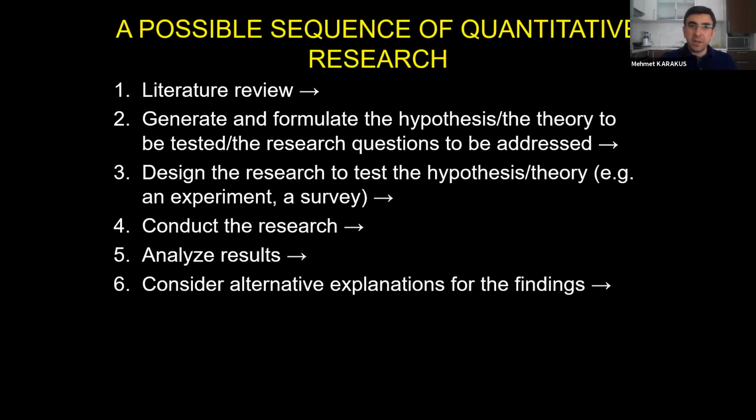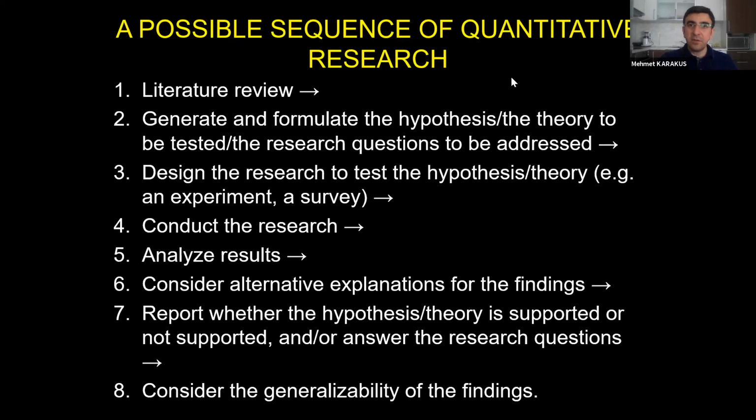Now we can take a look at the essential stages of quantitative, qualitative, and mixed method research. We can start with quantitative research. At first, we shall situate our problem, our hypothesis, in the relevant literature by conducting a comprehensive literature review. And then at the end of the literature review, we can formulate and generate our hypothesis or the theory or theories to be tested, or our research questions. There are different approaches. We can formulate either hypotheses or research questions.